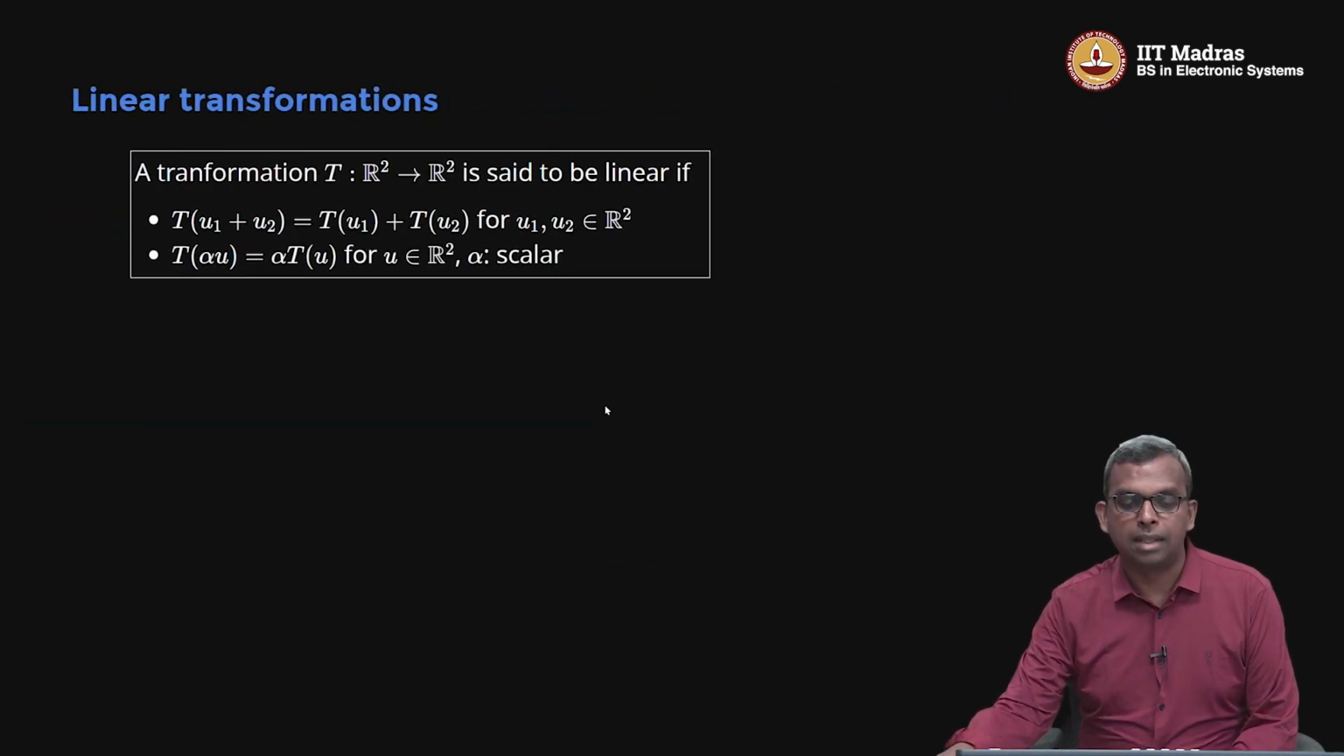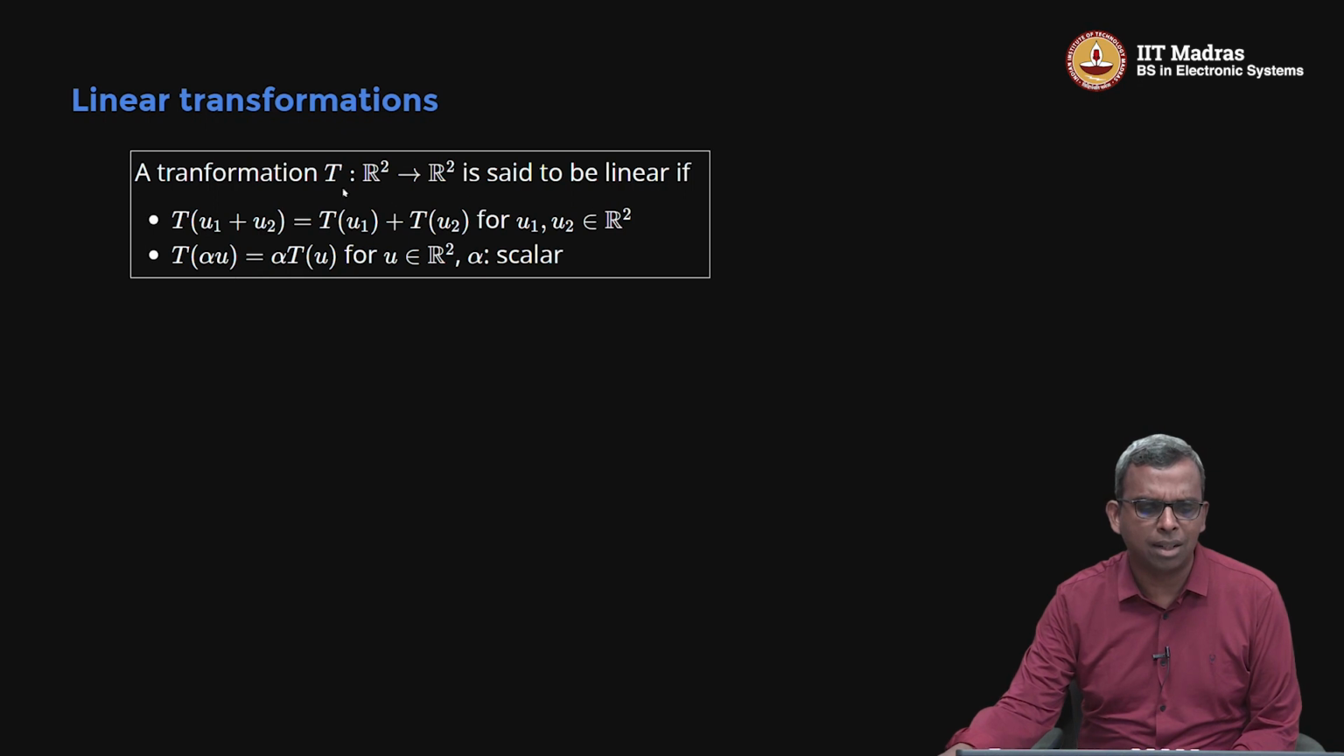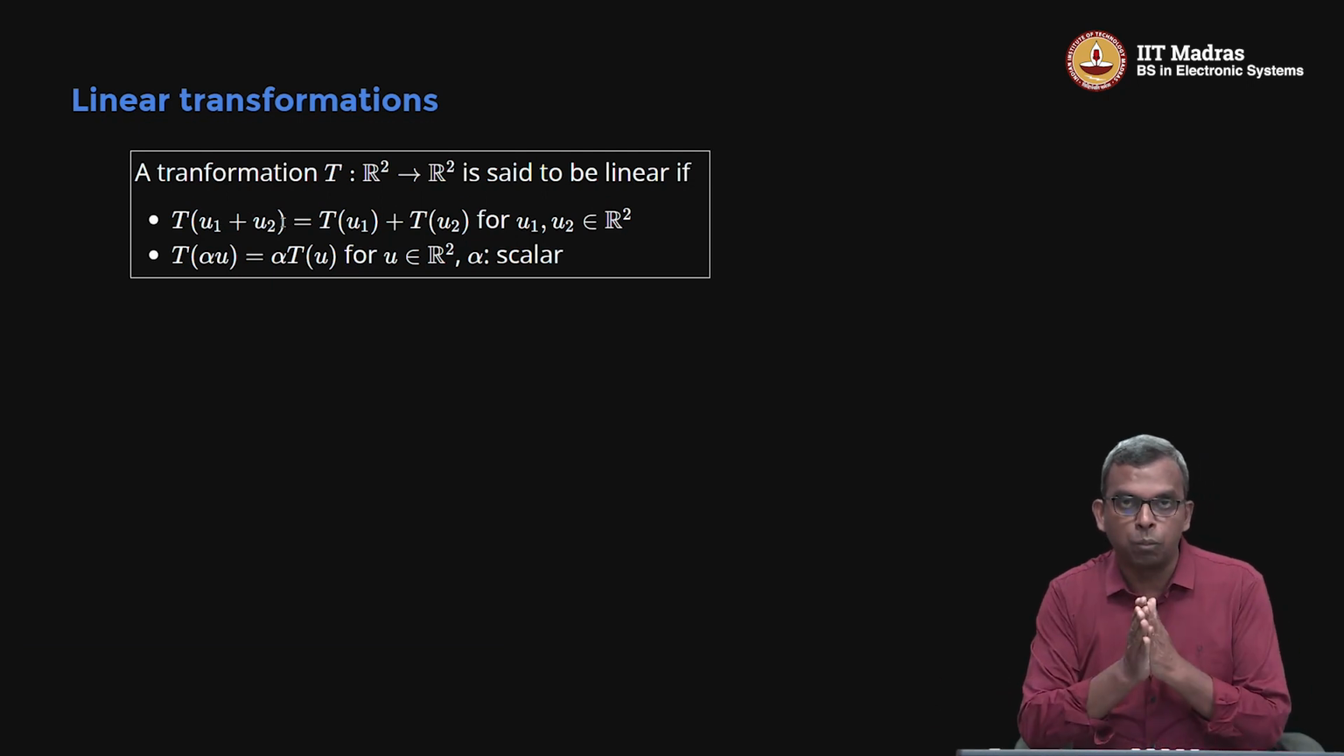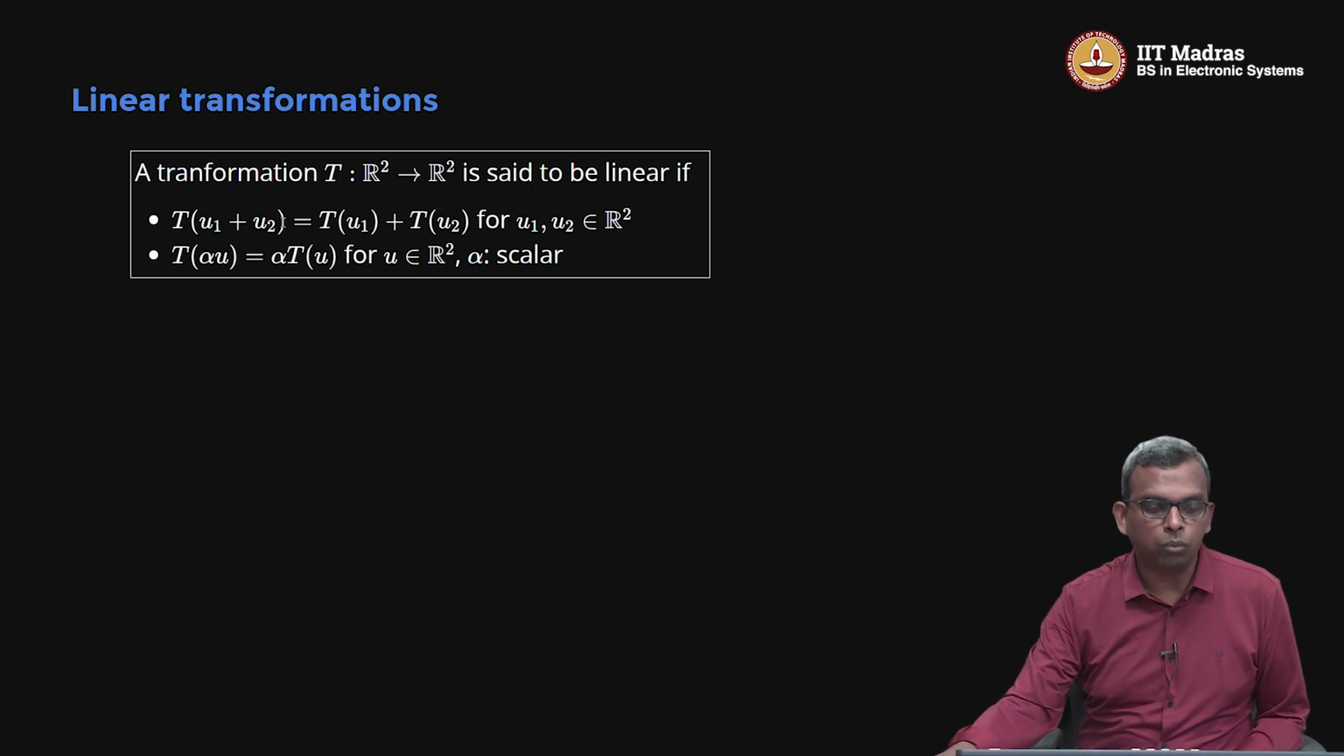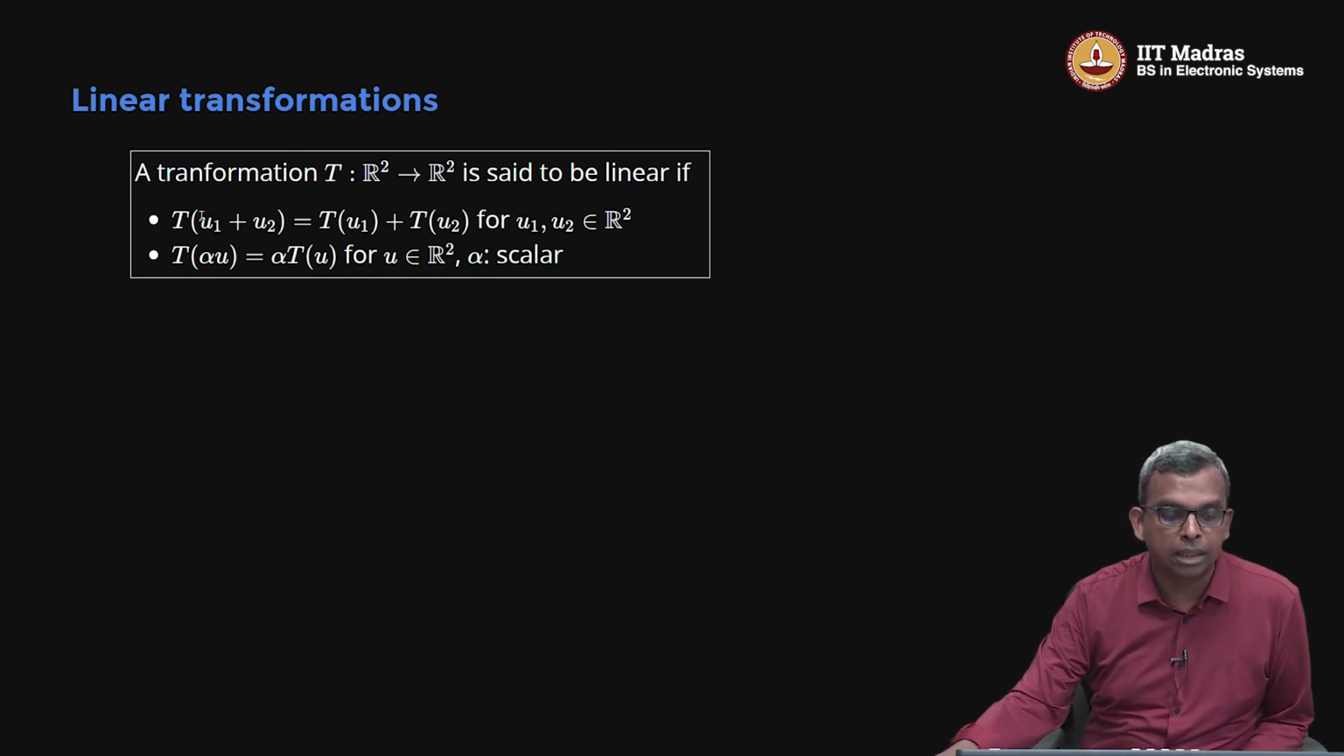Okay, so this is linear transformation. What makes a transformation linear? If you have a transformation T from R2 to R2, it is said to be linear if the two conditions here are satisfied. Notice this condition is written down as an equation, so it's easy to parse. You take two vectors u1, u2 in R2. What am I doing on both sides of this equation? On the left hand side, I am adding u1 and u2 first and then applying T.